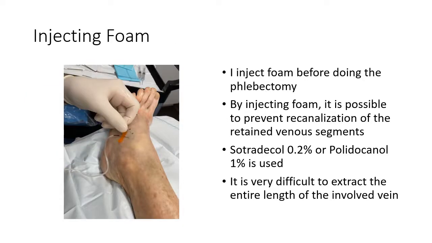Now, I usually mark every valvular dilatation if they're large, or if they're smaller, every other one. I inject foam before doing the phlebectomy. By injecting foam, you can prevent recanalization of retained venous segments. Sotradecol 0.2% or polidocanol 0.5 to 1% is used. As you'll see, it's very difficult to extract the entire length of the involved vein through small incisions.